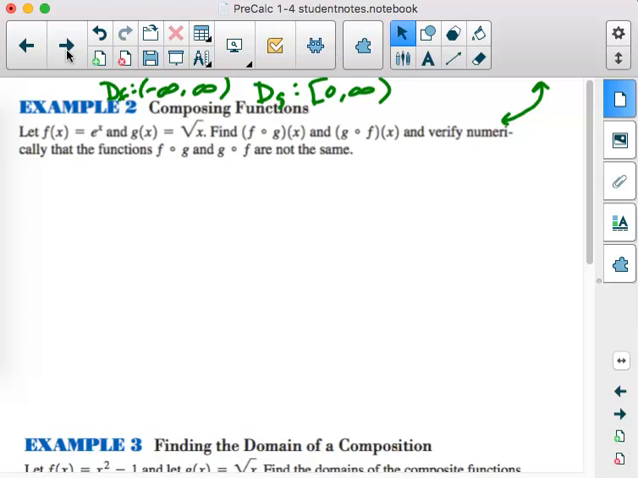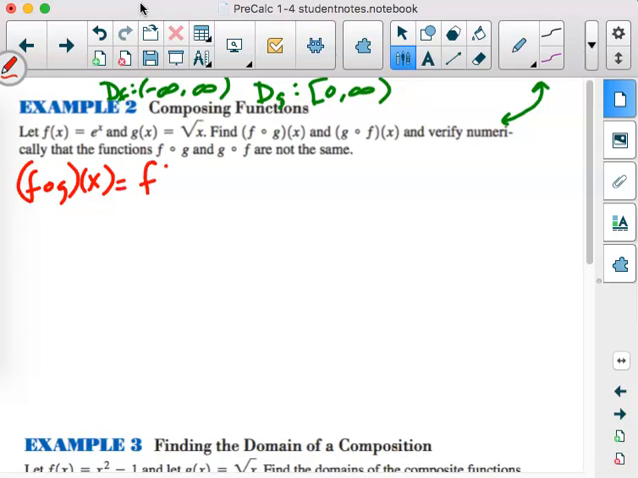So now we want to find those compositions, and we want to think about the steps that we're taking as we do that to see if there are any new restrictions on the domain as we go forward. So the first one they want us to do is f of g of x. Now, the first thing we want to do is change that into those multiple parenthesis pieces, because that helps you realize that g of x is definitely the one that goes into f of x. So square root of x has to go right there for x. And that's all we can do. e to the square root of x.